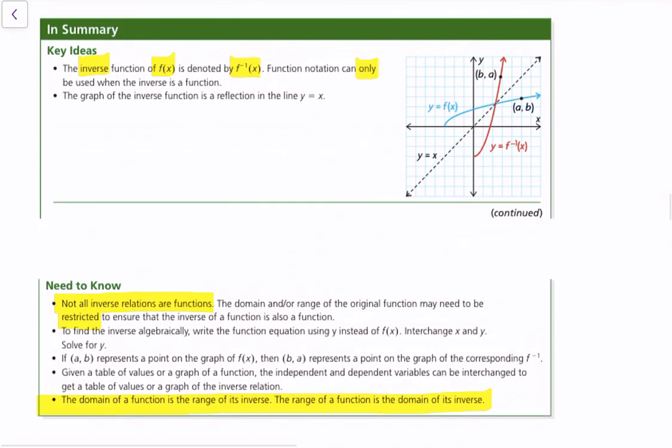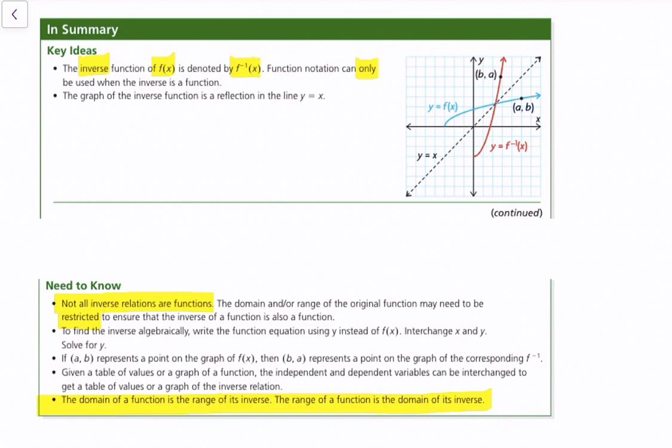Okay, so then we need to know that not all inverse relations are functions, as we found in that example, and that the domain and range of the original function may need to be restricted to ensure that the inverse of the function is also a function. In order to find the inverse algebraically, write out the function equation using y instead of f of x, then exchange x and y, and then solve for y.